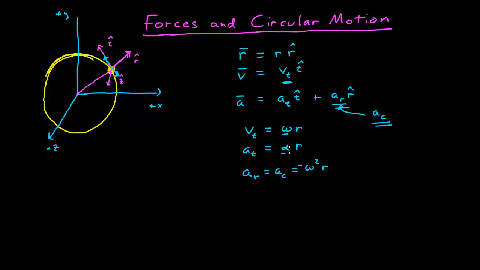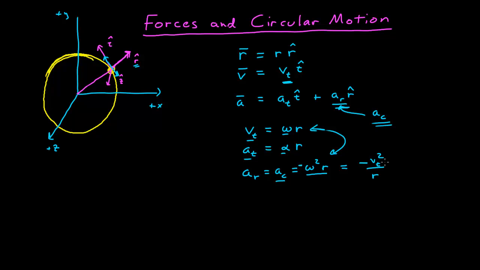Here, omega or alpha can be positive or negative, just like the tangential component of the velocity or acceleration can be positive or negative. Here, omega squared is always positive and r is always positive, and the centripetal acceleration is negative when my r hat points outward from the circle. The radial unit vector points outward. Another way to write this, substituting this expression, you can also write this as negative v squared over r, where v is the tangential velocity.